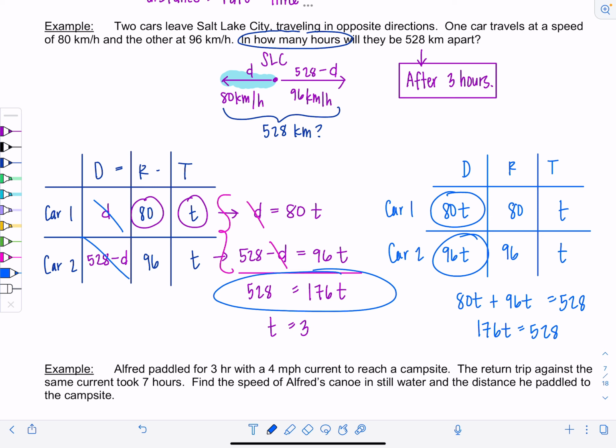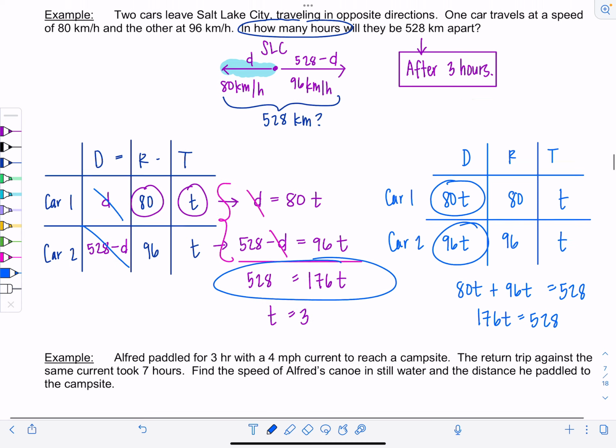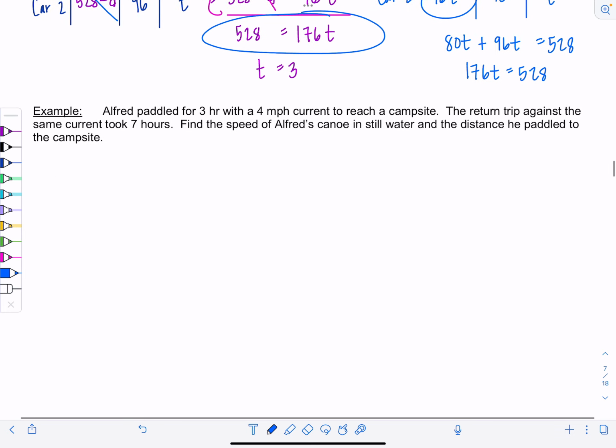So I prefer solving these sorts of applications with just 1 variable, okay? But if you're in the sort of class where the teacher wants you to do it with 2 variables, 2 equations, because that's what you're studying, then fine. All right, last one here.